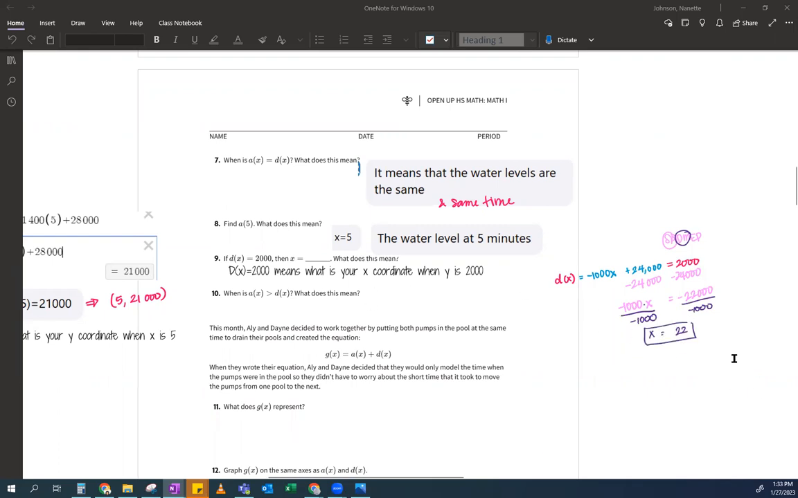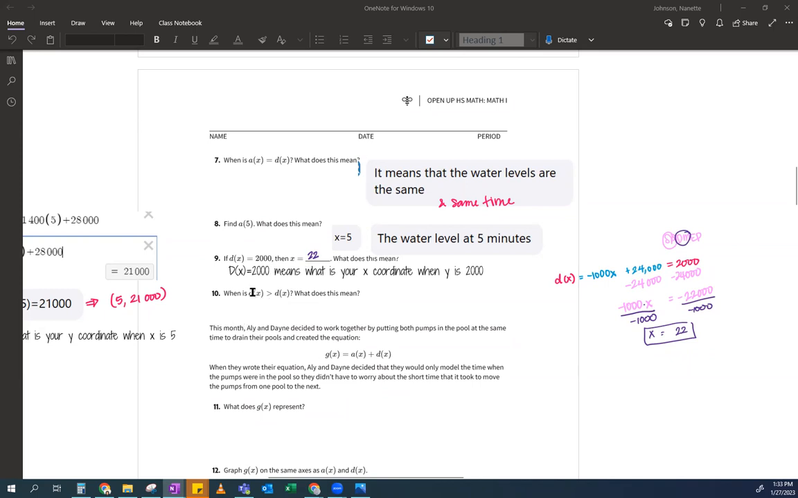So I'm going to write that over here in my answer. What does this mean? What does D of X equals 2,000 when X is equal to 22 actually mean? Well, it says when you have 2,000 gallons in the pool for Dane, it took 22 minutes to get to that point. It took 22 minutes to only have 2,000 gallons in the pool.